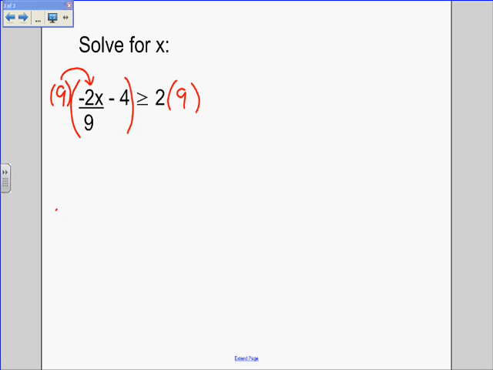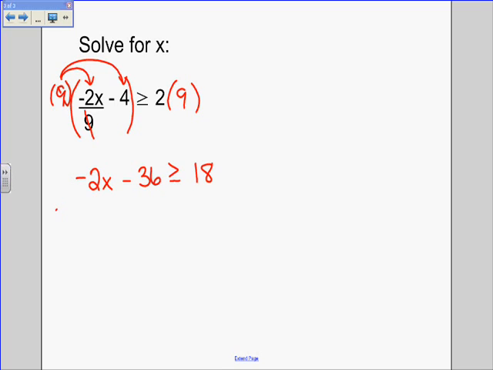Well, I'm going to multiply 9 by my first term here, negative 2x over 9. And what I see happening is that I have 9 and 9 canceling each other out, and I'm just left with a negative 2x. I do not need to multiply that negative 2x by 9 because the 9 on the top and the 9 on the bottom cancel each other out. Then I have to multiply my second term by 9, and it's going to give me a negative 36. On the right, I have 18.